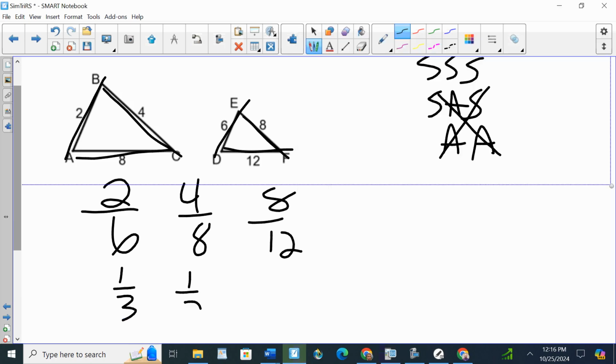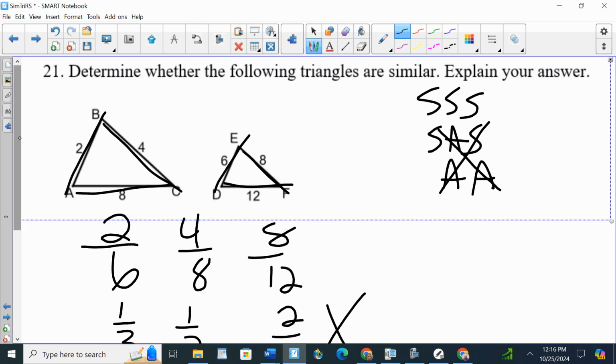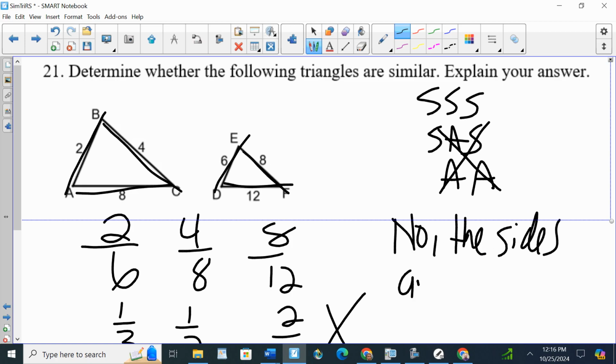Did they reduce to the same thing? No. Therefore, they are not in proportion. Therefore, are they similar? No. The sides are not in proportion.